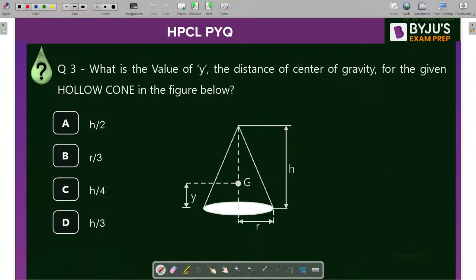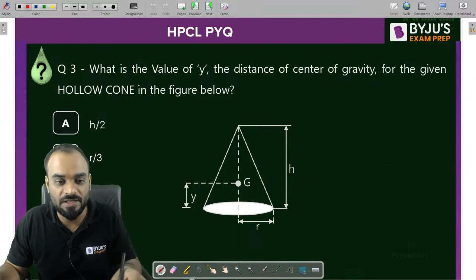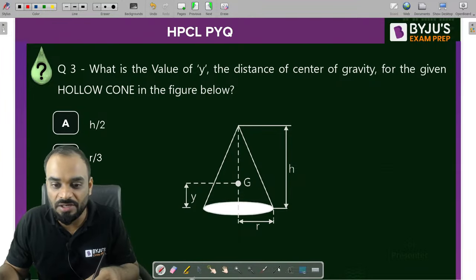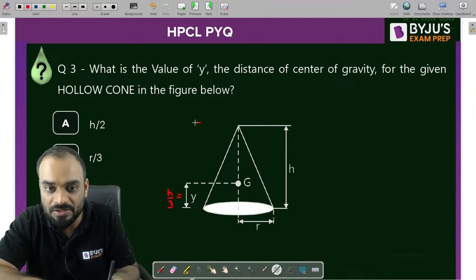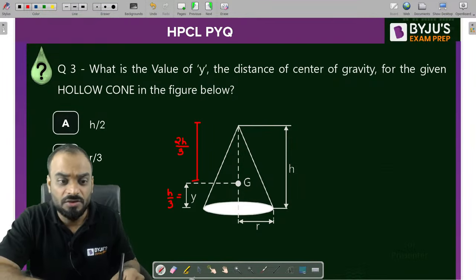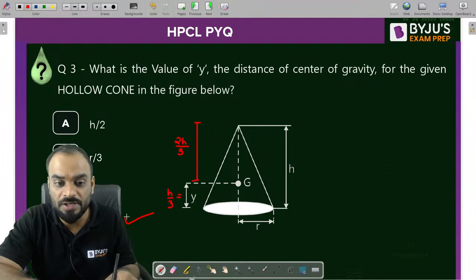H by 3. Okay, very nice. H by 3. Very nice guys. Yes, it should be D. The center of gravity of a hollow cone is H by 3 from the bottom. And if you calculate it from the apex, or you can say the top, it is basically 2H by 3. Right? Direct answer, you know that, right? So that's why D is the correct answer for the problem.